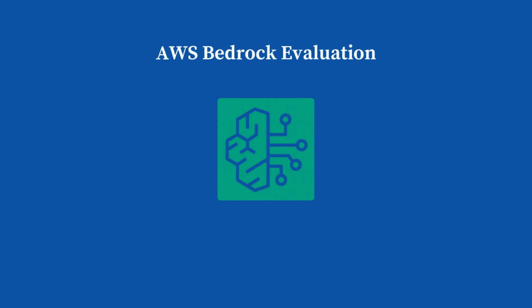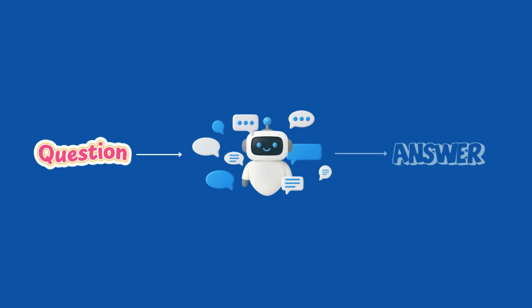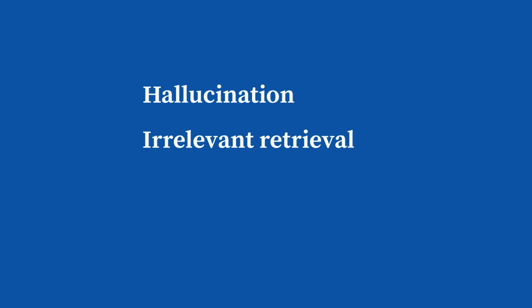Today we are going to explore how AWS Bedrock Evaluation works, specifically for RAG. RAG evaluation measures how well a retrieval augmented generation system performs. It does not just look at the answer, it evaluates both retrieval quality and the answer quality together. Because here's the truth. Even if your model is powerful, poor retrieval can still lead to wrong answers. That's why RAG evaluation is so important. It helps identify hallucination, irrelevant retrievals, and weak grounding. So you can build AI systems that are accurate, reliable, and trustworthy.